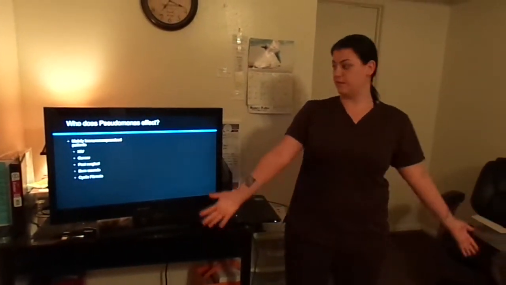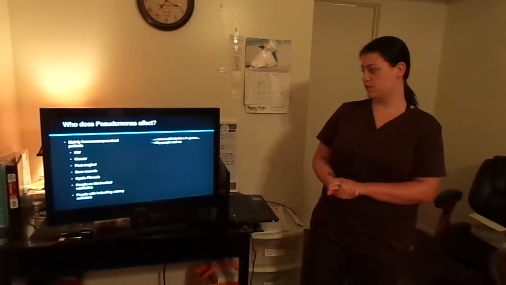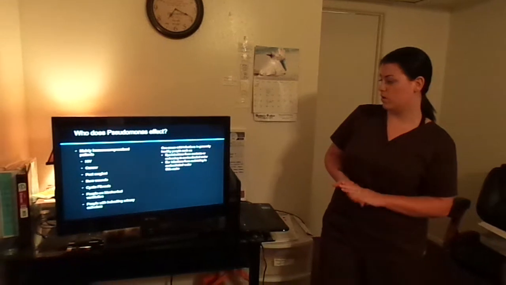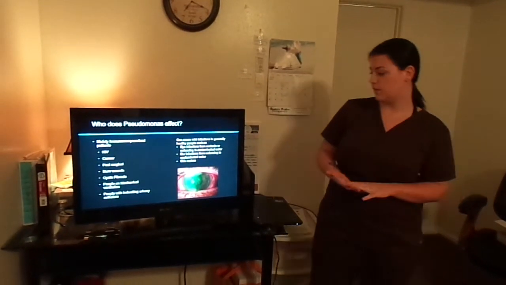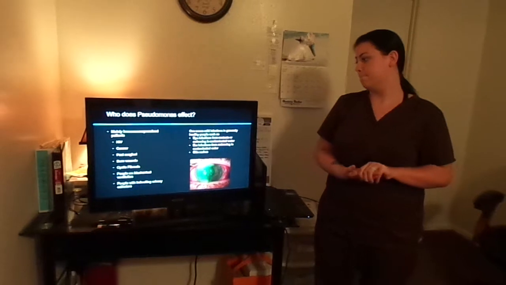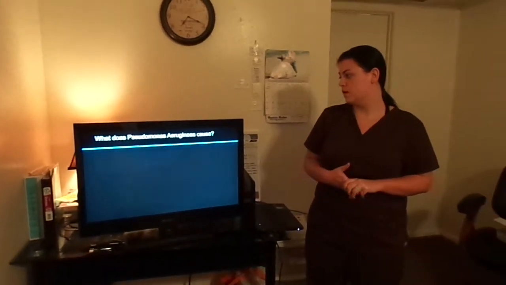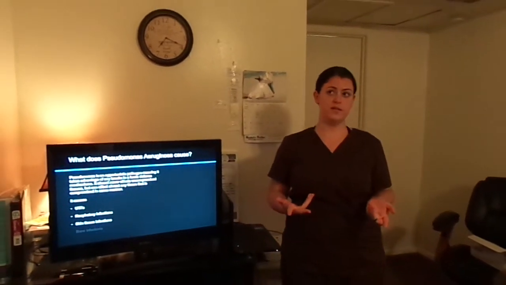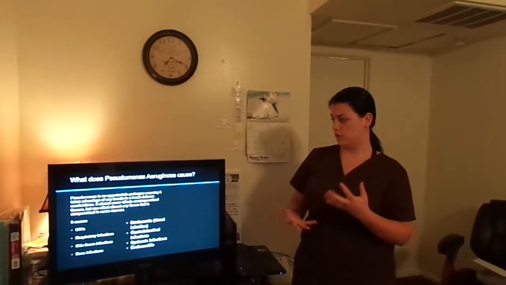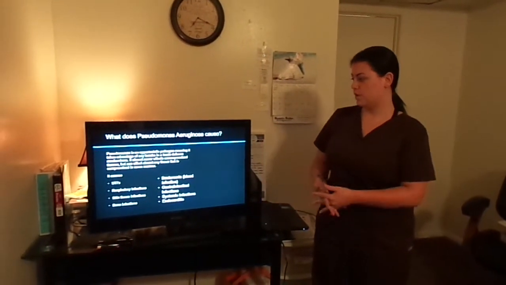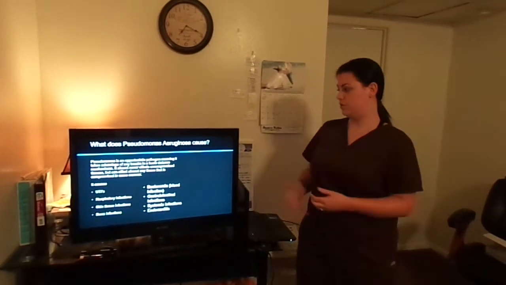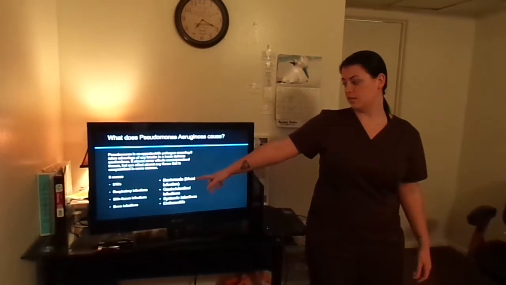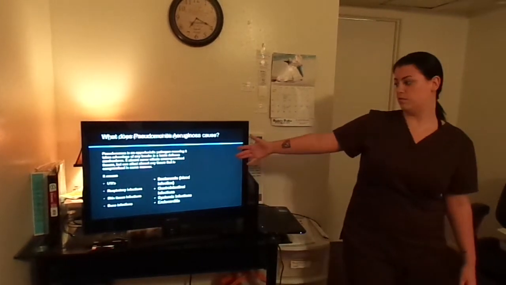Who does Pseudomonas affect? Mainly immunocompromised patients, and it can cause mild infections in generally healthy people, such as eye infections from wearing contacts too long, ear infections, and skin rashes. What does it cause? Well, it's an opportunistic bacteria, which means it doesn't really get into the host cells without breaking the tissue or being immunocompromised. But once it does, it can affect any tissue, any organ of the body.